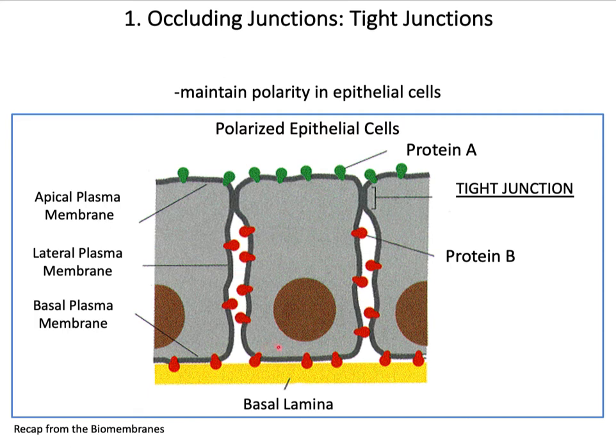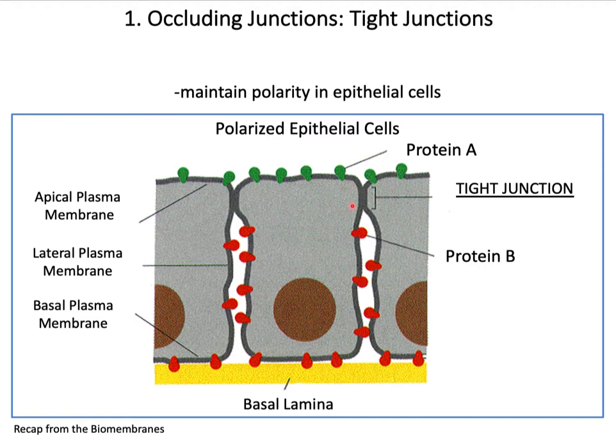Likewise, the basolateral membrane-specific proteins, in this example protein B, can usually move freely within the basolateral domain, but cannot cross over to the apical domain. For this reason, the epithelial cells are referred to as polarized, because they have different proteins on one end compared to the other. And it is the tight junctions, as we learned quite a while ago when we were talking about membrane biology, that can help maintain that polarity.